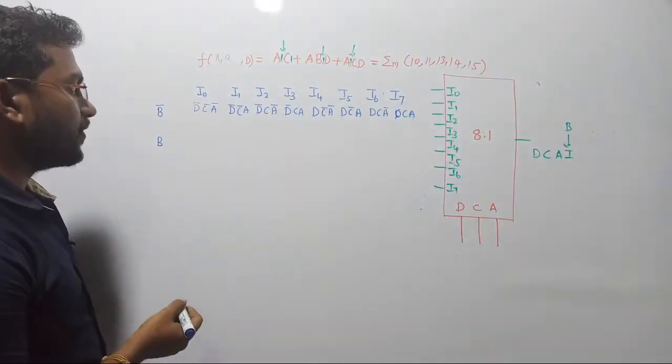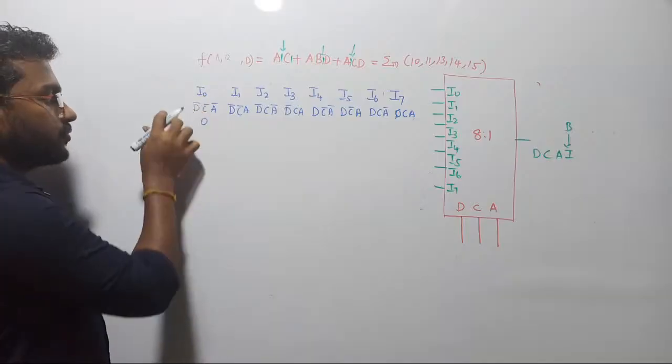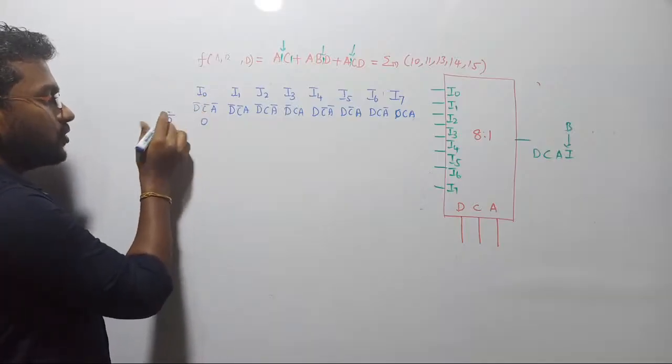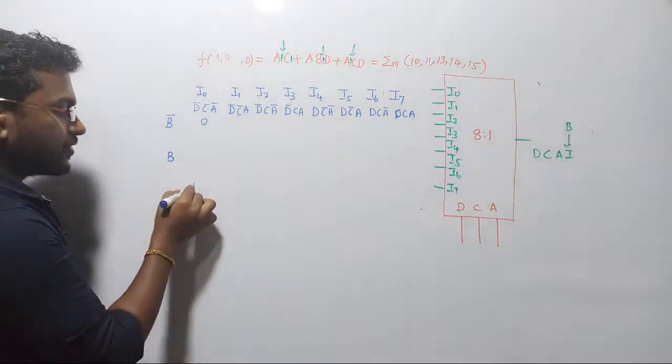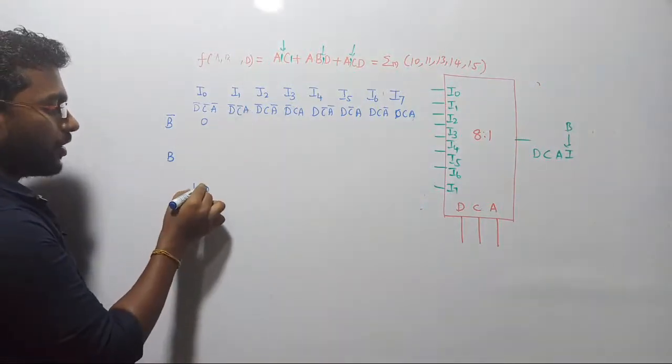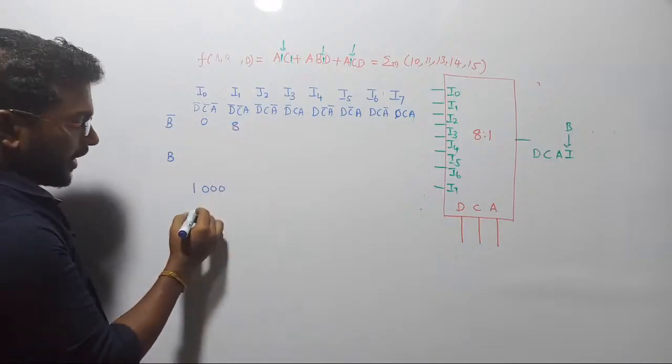Shall we register the variables? See, the first all are 0. Happily we can put 0 here. Second, we are going to consider, let us see, A is 1. Remaining all are 0, which is equal to 8. Next, A is 0.